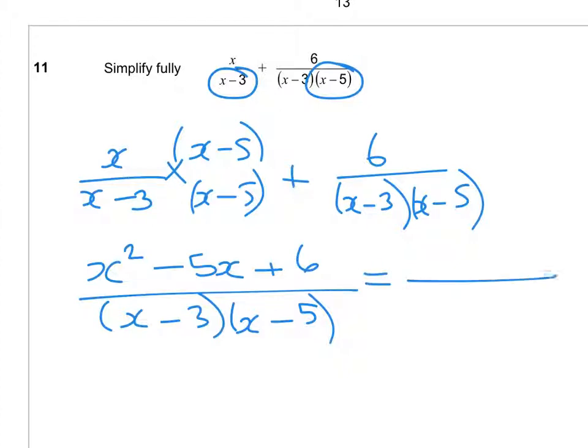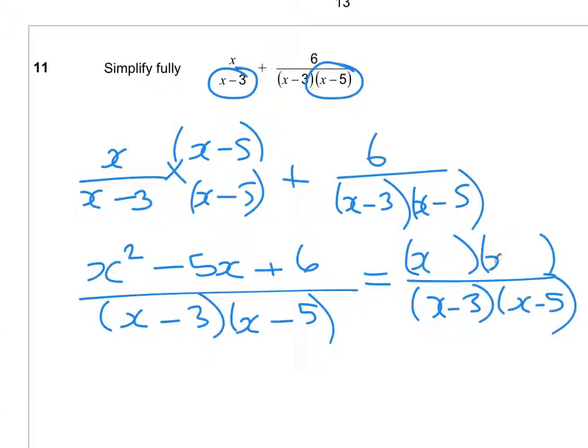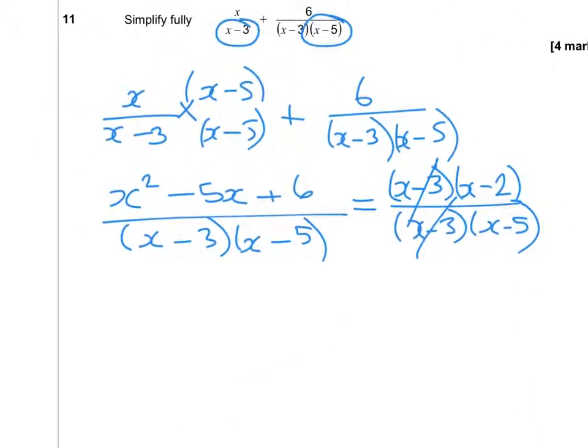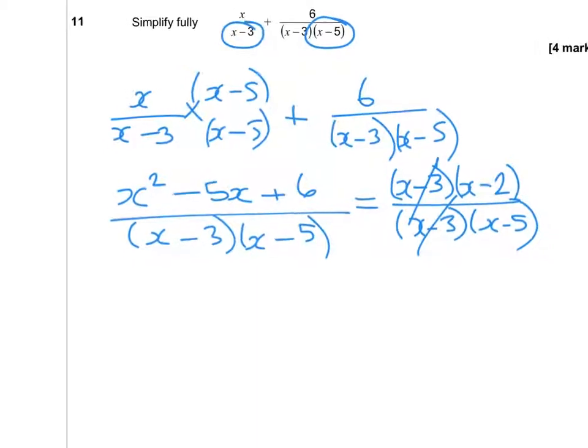And let's see if I can factorise this. Two numbers that multiply to 6 and add to negative 5, so they're both negative. Okay, and we can simplify that. So x take away 2 over x take away 5. Remember, rules of fractions, you may only multiply or divide, you can't just randomly add or subtract things from the bottom.